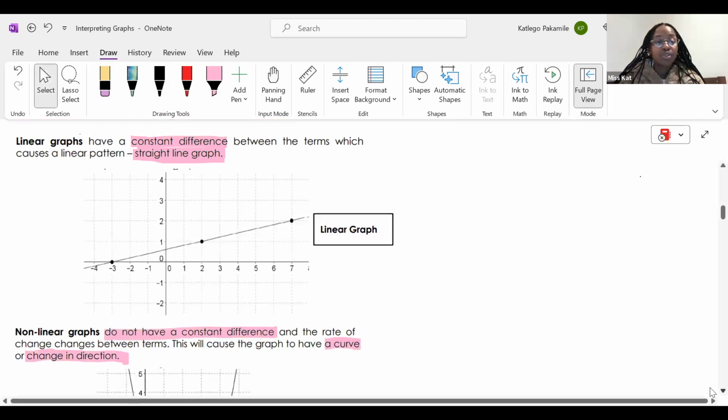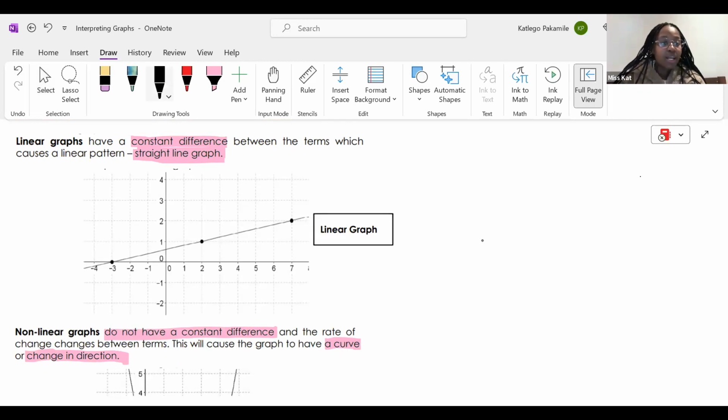I'm going to leave this here for 2 seconds for you guys to take screenshots. So, reminder again, a linear graph has a constant difference and is a straight line graph. A non-linear graph does not have a constant difference, and can either be a curve or change direction. If you're on your laptop, you take a screenshot by pressing PRTSC, and then you open any Word document and you paste.